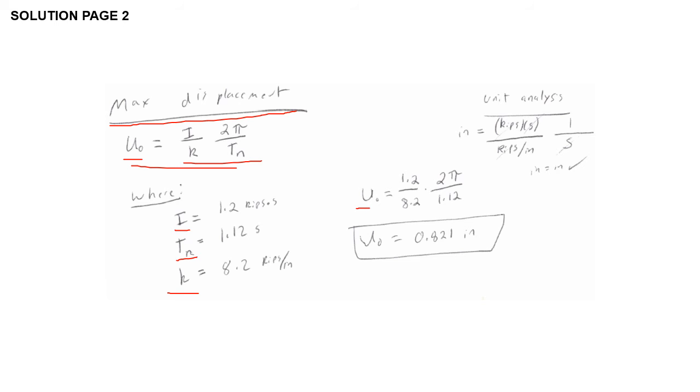When we do that, we get our u naught is equal to 1.2 for our I over 8.2 for our k, times 2 pi over 1.2 for our T sub n. We plug that in right there. We do our unit analysis and double check to make sure everything cancels out: inches equals inch. That's a good double check to make sure we're in the right units and using the right formulas. What we end up with is u naught equal to 0.821 in units of inches, which is what we found from our unit analysis.